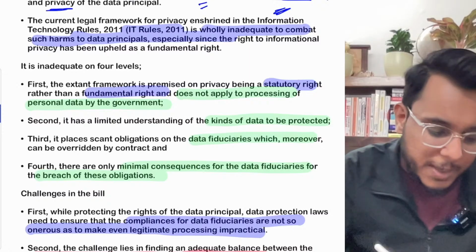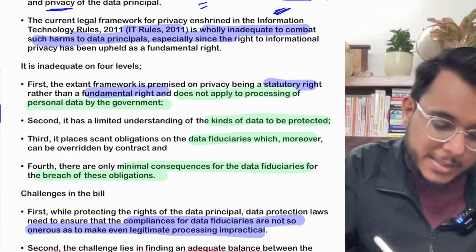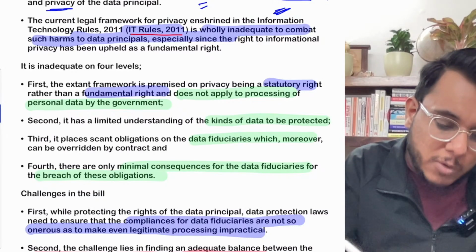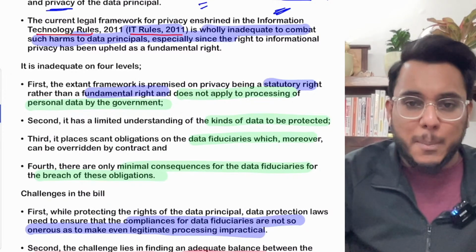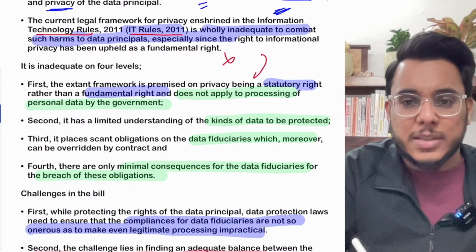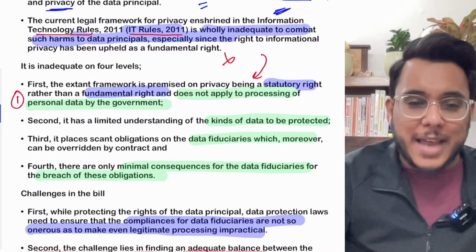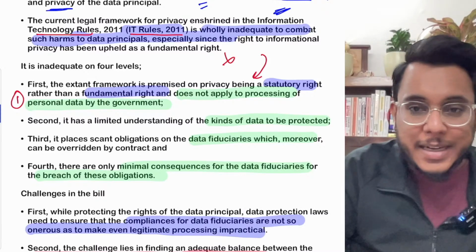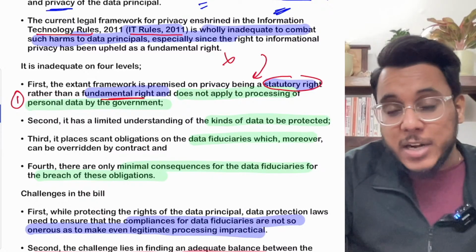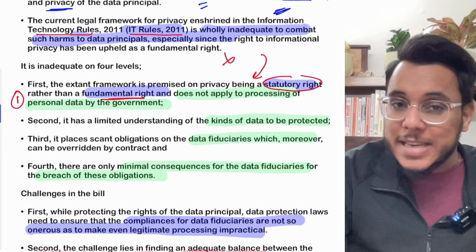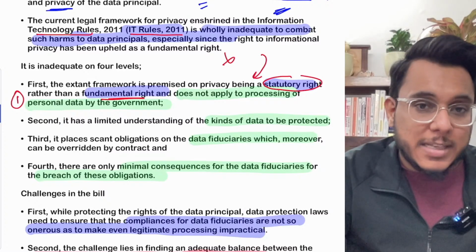Now guys, we already have a law which gives us protection in online spaces, that is the IT Act and the IT Rules of 2011. But they are not sufficient because there are many other developments that have happened. First of all, understand that the IT Act and the IT Rules treat privacy as a statutory right, a legal right, and not a fundamental right. Now, a fundamental right has the highest level of protection, and after the Puttaswamy case, the right to privacy has been declared a fundamental right.